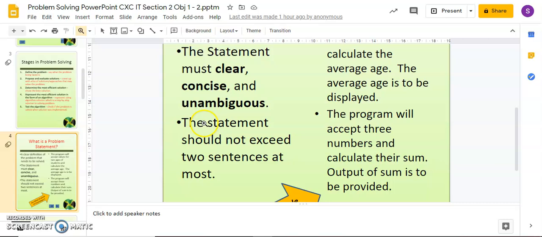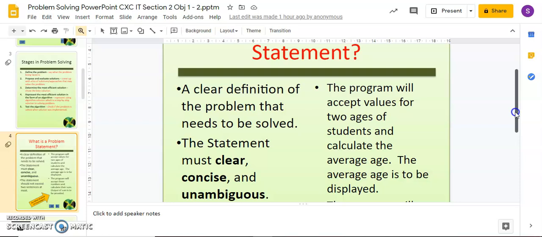Some persons may be typing or solving problems and they have a long, lengthy statement. So it must be unambiguous. It must not be too long and drawn out. Okay? Straight to the point. The statement should not exceed 2 sentences at most. And that's how short it should be. It should be brief.